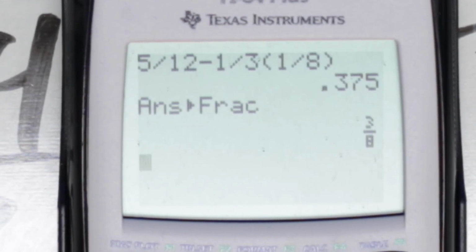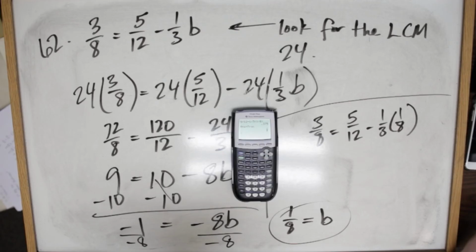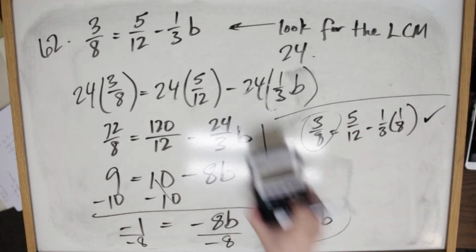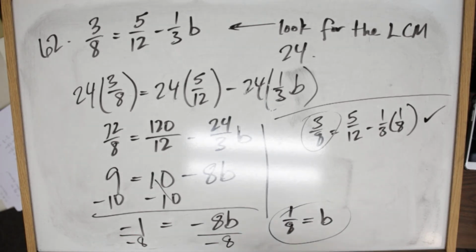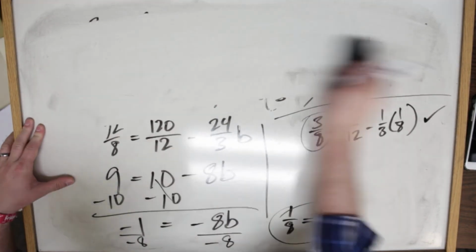And we get 3/8, which, take a look, that was what we got right there. So this is going to check out. So that's kind of the easy way to do the check. Using a device is just kind of making it a little bit simpler. All right, let's do another one.